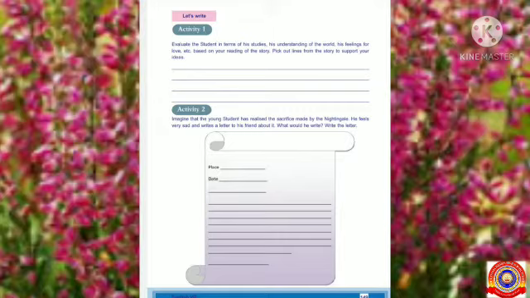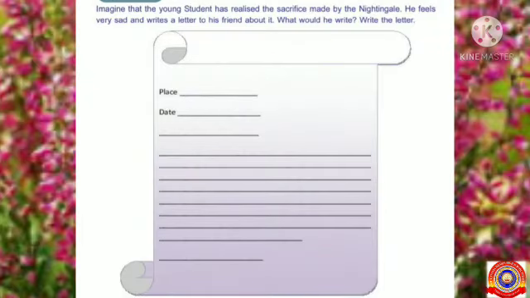All of you take page number 149. Look, activity 2. Imagine that the young student has realized the sacrifice made by the nightingale. He feels very sad and writes a letter to his friend about it. What would he write? Write the letter.